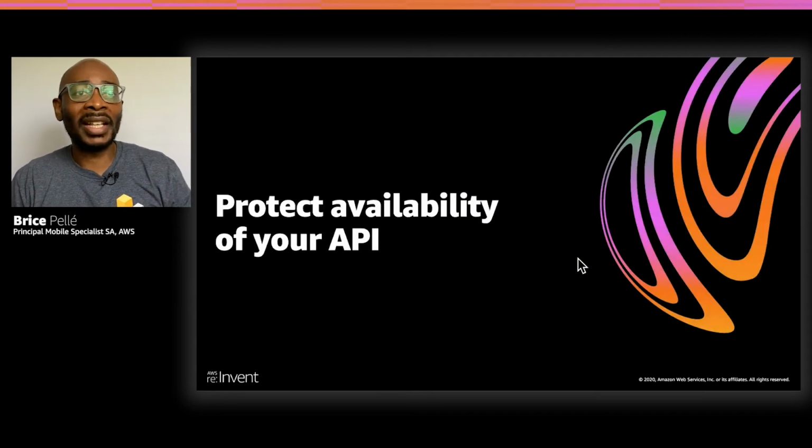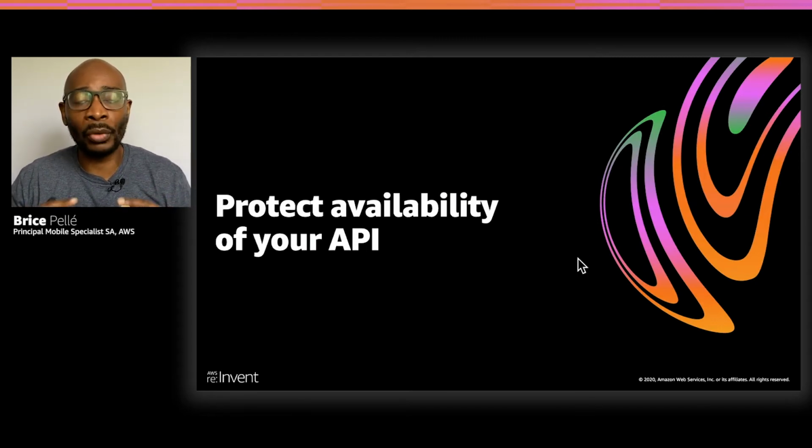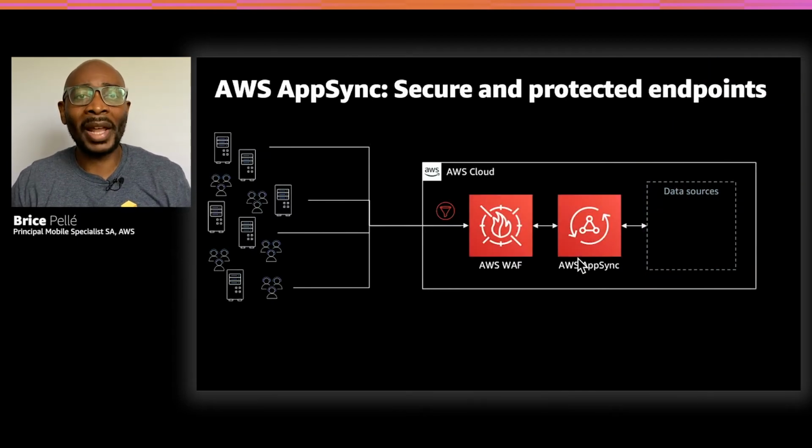Let's take a look at protecting the availability of your API. And here again, we're just talking about making sure that your API is available and provides the experience that your customers are expecting from it. So when you talk about AppSync, AppSync provides DDoS protection for every API that you configure. That means that it's built to withstand attacks and can scale to absorb those attacks.